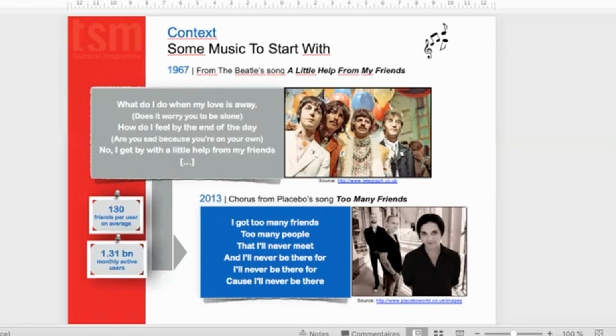So the idea is that formerly we had friends, but our friends in the real world. Today we have a lot of friends, but we mostly don't even know them. And the question is, how do these friends on Facebook impact happiness and well-being through the social network? We put some actual figures here. At the time we did the study, on average, Facebookers had 130 friends on Facebook, and there were 1.3 billion monthly active users. And so we started with a short music.